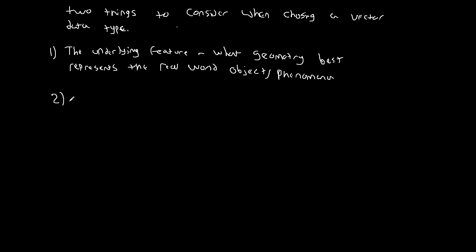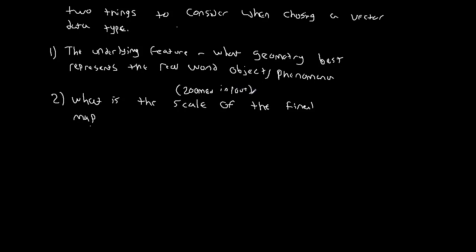is what is the scale of the final map? At the end of the day, how zoomed in? So another way to think of scale is zoomed in or out, and scale is a lot more complicated than simply zooming in and zooming out. But at a high level, we can think of it as how zoomed in or how zoomed out we are going to be.